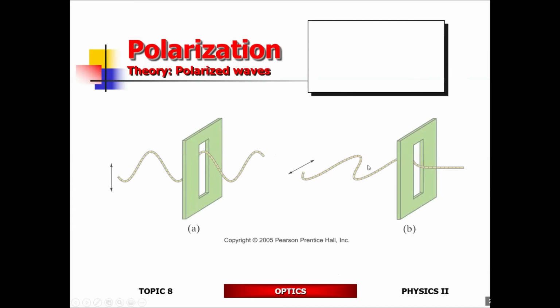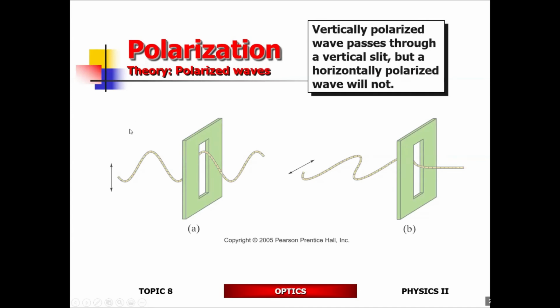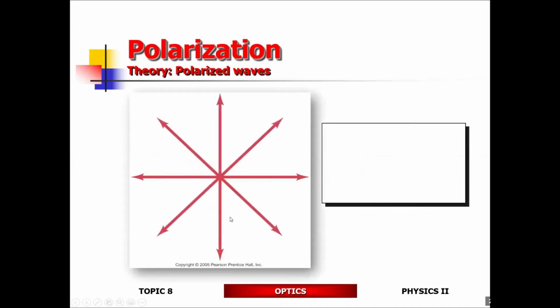And how do you pick and choose the direction of the vibration? You do so by using polarizers. Notice that this one is a polarizer, a vertical polarizer. So it's going to allow passage for a vertically polarized wave, and the horizontally polarized one is not going to be able to go through.